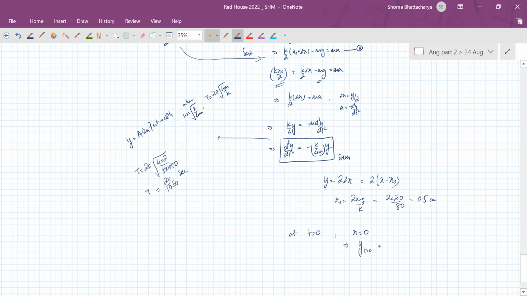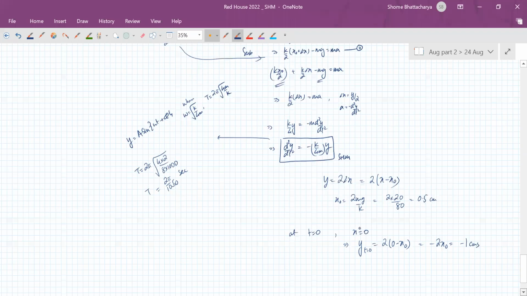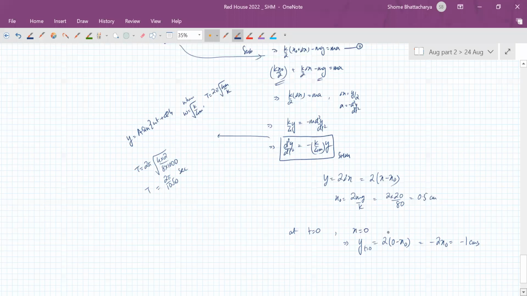So y at t equal to 0 would have been 2 into 0 minus x naught. So it's minus 2x naught, or the initial value of y is minus 1 centimeter. And the initial value of v at t equal to 0 was 0 because it started from rest.